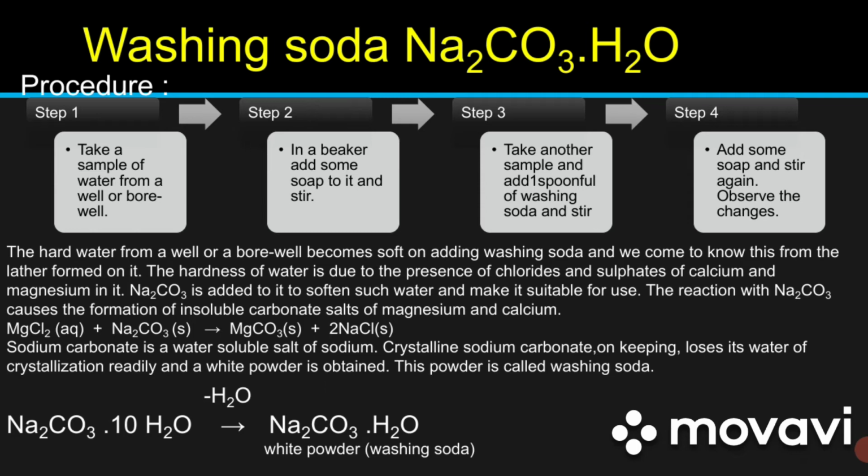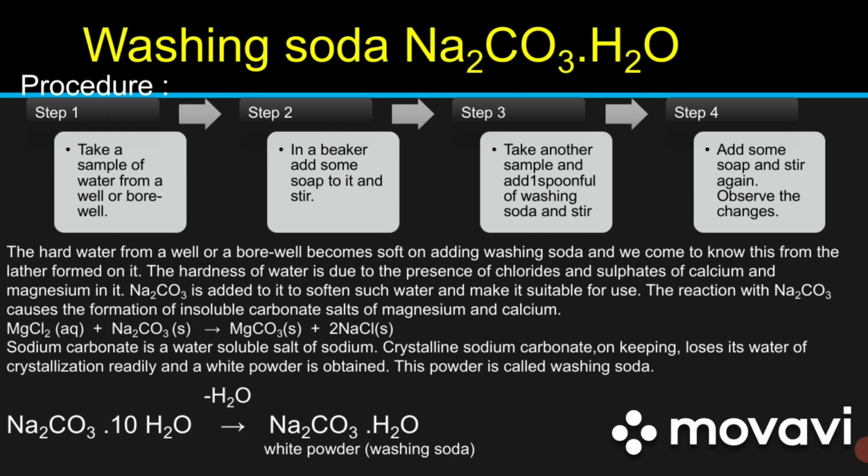Observe the changes. The hard water from a well or a bore well becomes soft on adding washing soda, and we come to know this from the lather formed on it. The hardness of water is due to the presence of chlorides and sulfates of calcium and magnesium in it. Sodium carbonate is added to it to soften such water and make it suitable for use.